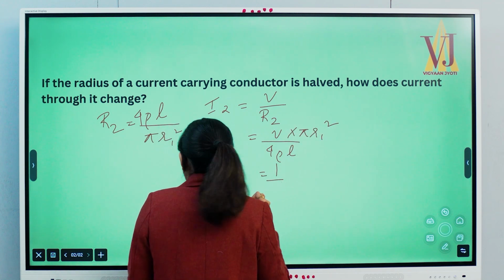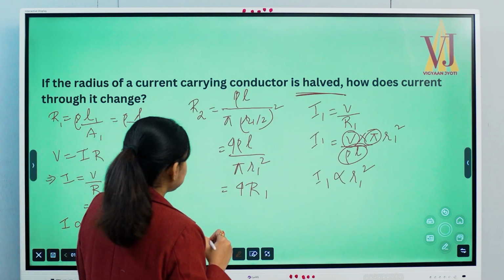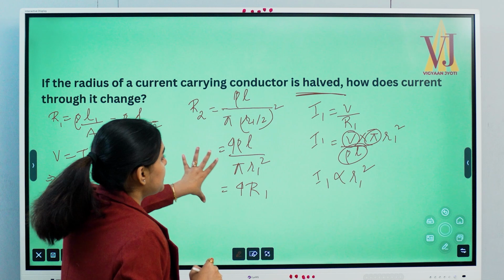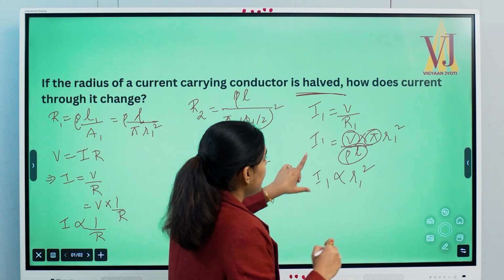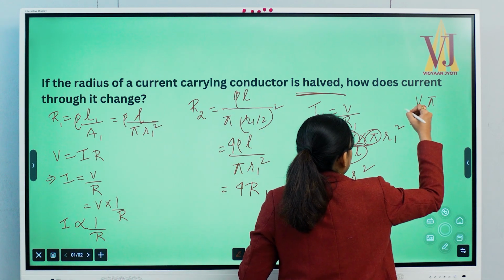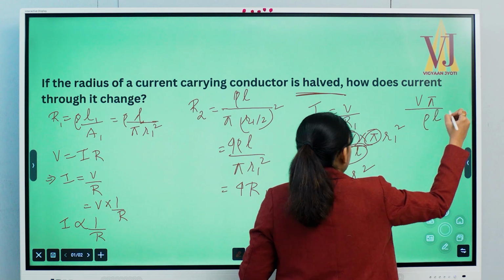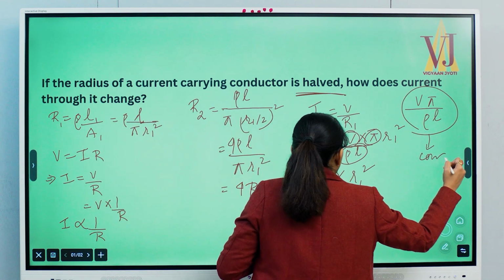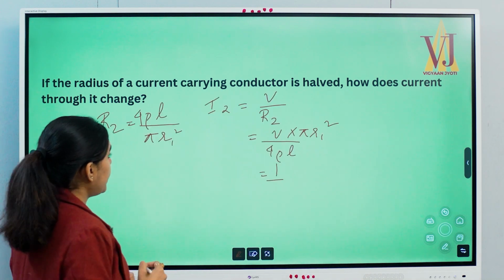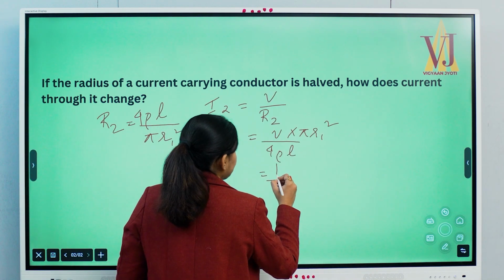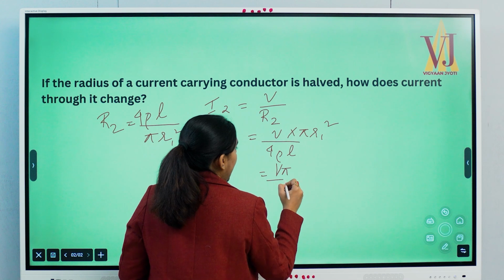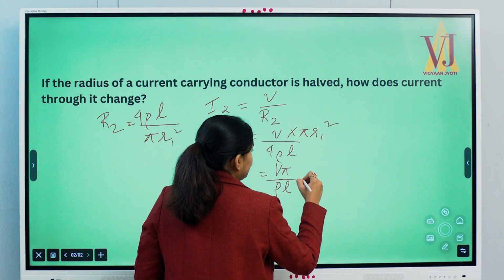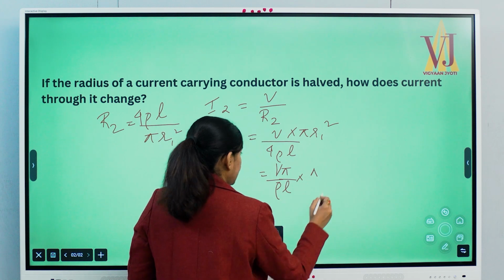Now if you see here, which are the factors that we have kept constant? The factors that we have kept constant are voltage, pi, rho and L. Rho means resistivity. This is something that I told you to keep constant. Fine. Now let's go to the next part. So V, pi, after that rho L. This is what I asked you to keep constant, and pi is already given.